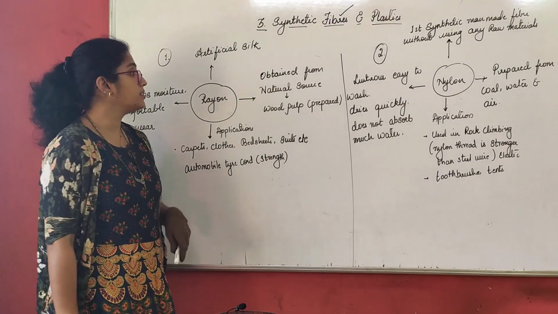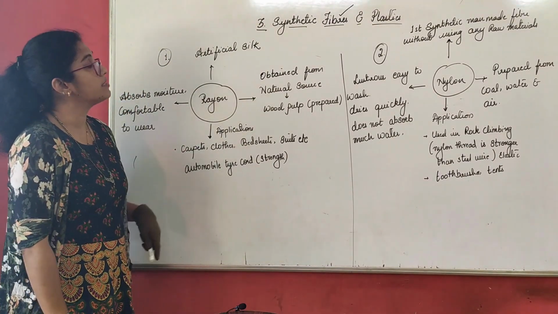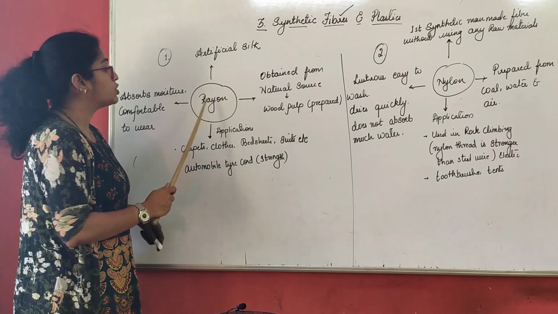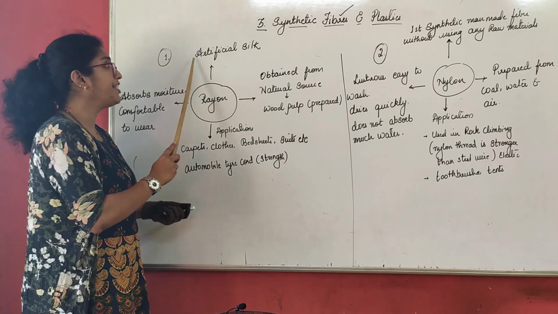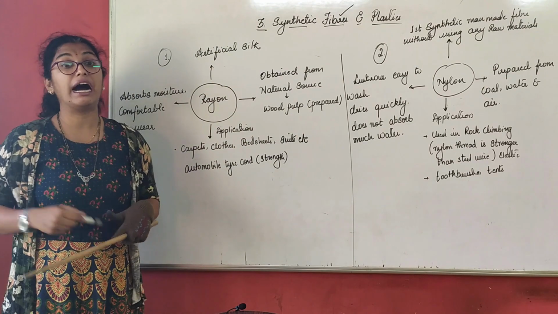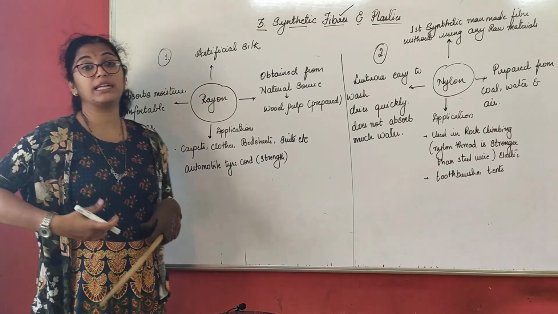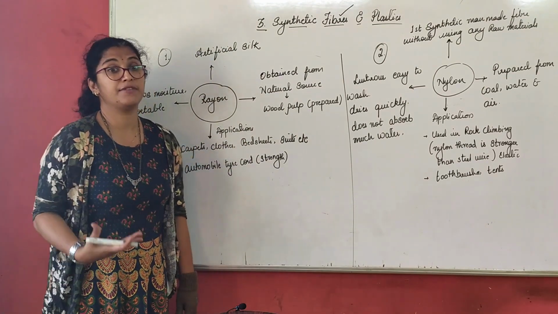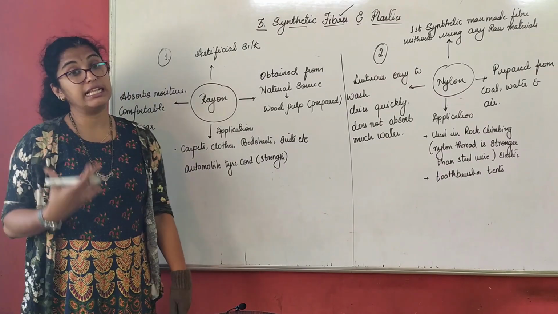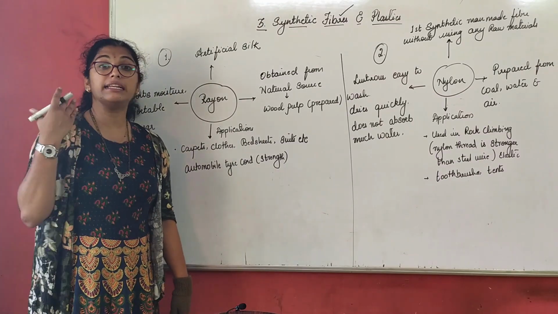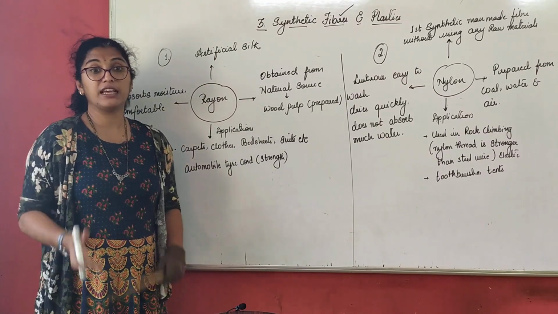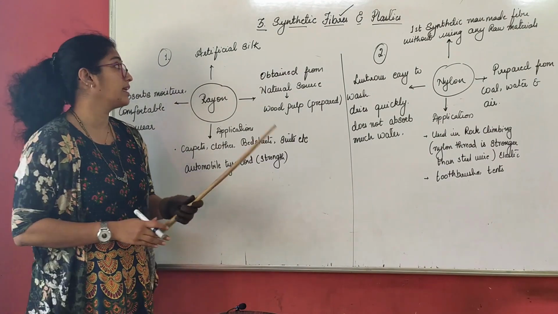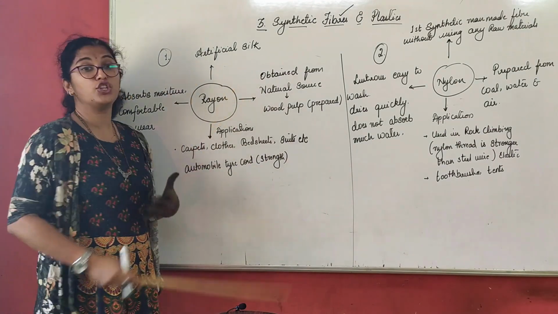So let us first study about the first two synthetic fibers. We'll start with the first one, rayon. Rayon is also called artificial silk. Now what happens, silk is very expensive, right? So rayon is less expensive than silk. It gives the look of silk but it is not actual silk. That is why the name artificial silk.